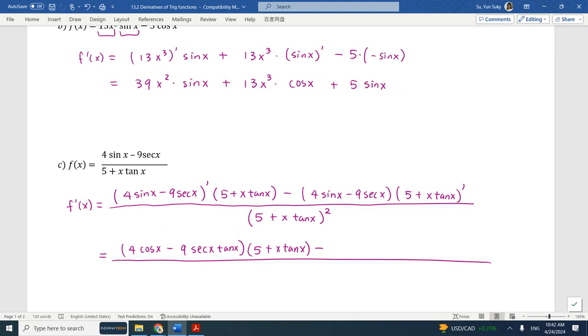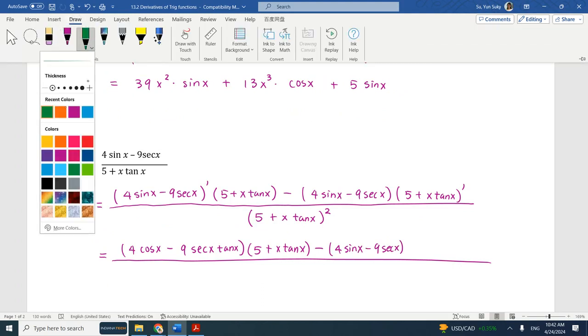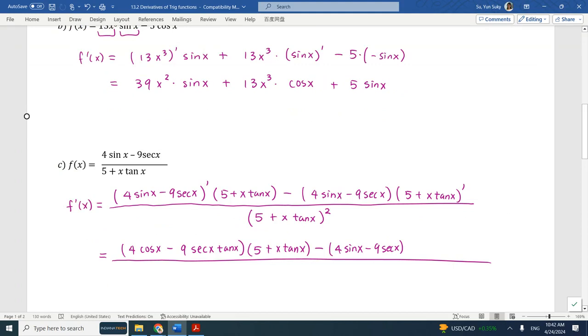How about the next factor? Do we need to do anything to it? So we copy down 4 sine x minus 9 secant x. Okay, next one. This one we gotta be careful. Derivative of 5 is nothing.